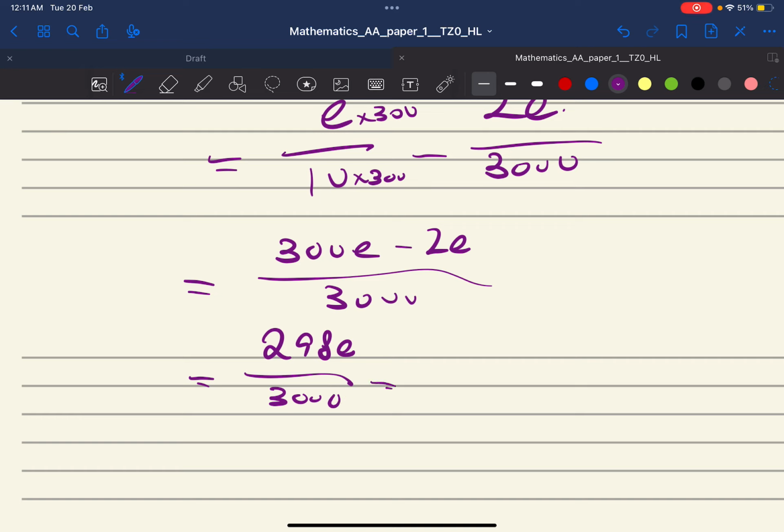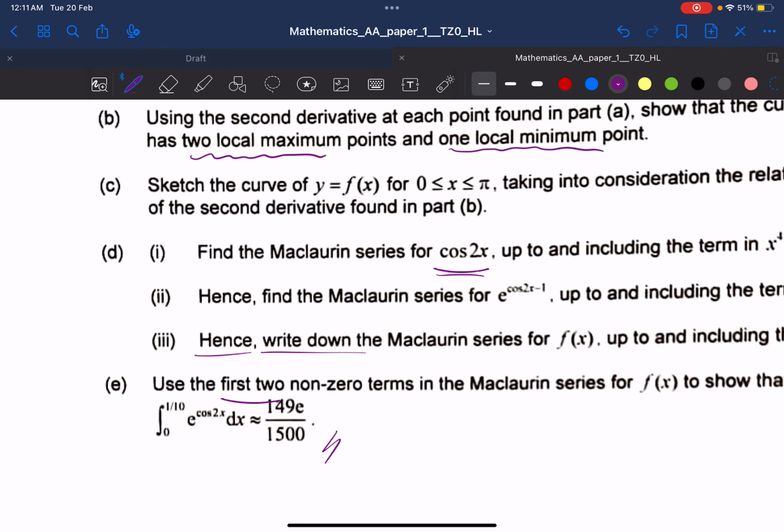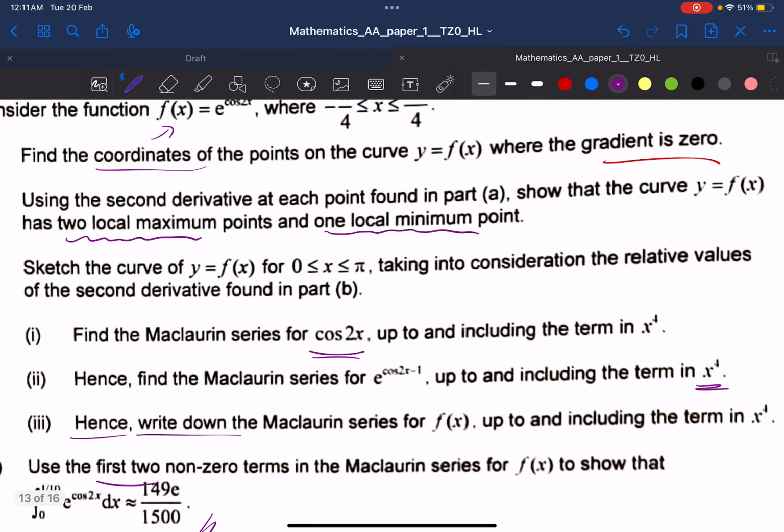And then divide top and bottom by 2. So we have 1,500. 149, I think. Well, I think we have the answer, right? So just make sure. Oh yeah, correct. So that's how we prove this part. So if this is correct, then I think majority of the thing on top should be correct.